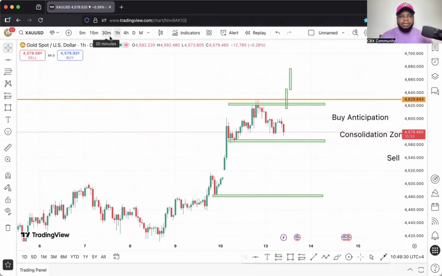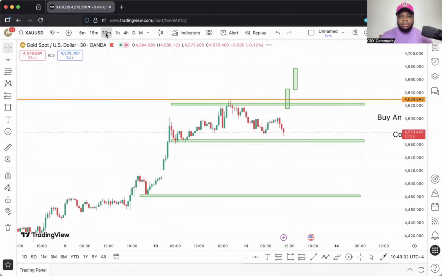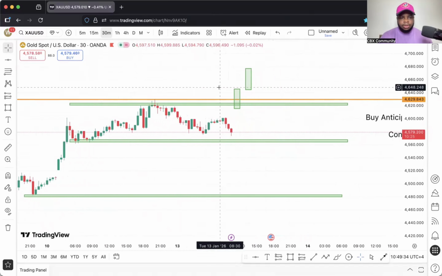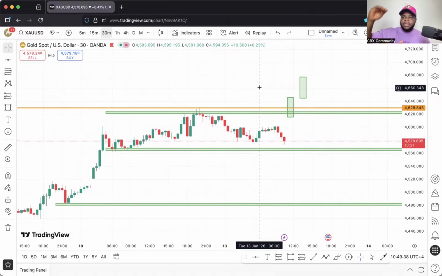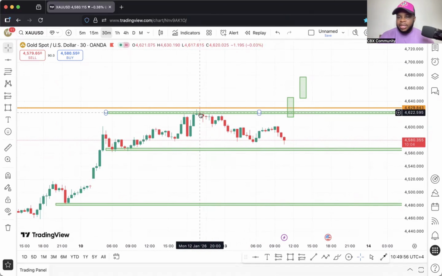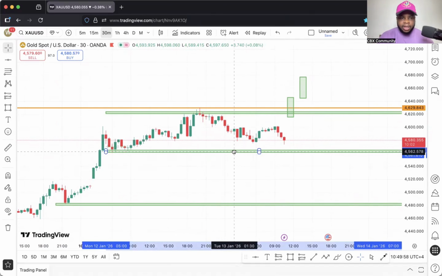So let's go to the 30 minutes. Like I said, the more you keep moving from the higher time frame, saying like daily is also a higher time frame, 4 hours, 1 hour, you try and see how the formation of the candle is, because you have a clear view of what the market condition is saying.